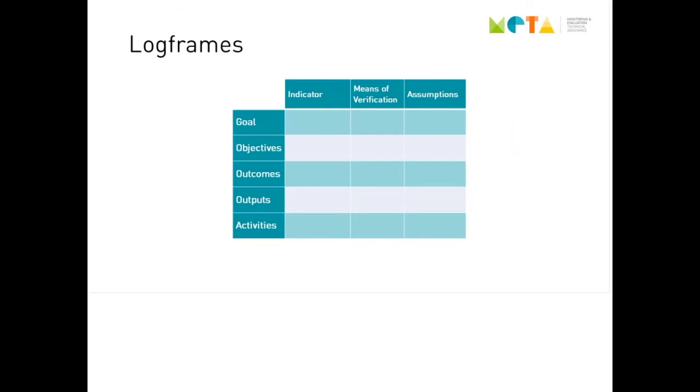Log frames are a table or a matrix that summarizes the key elements of a project strategy. So it includes your project objectives, your outcomes, your outputs, your activities, as well as your indicators, which are how you'll measure, the means of verification, so the sources of the data, and then any assumptions that you're making. Log frames are a project management tool. They tell you clearly what you intend to achieve, as well as how you'll go about measuring it, and how you'll know that you've achieved it to the quality needed to produce the outcomes that you expect.